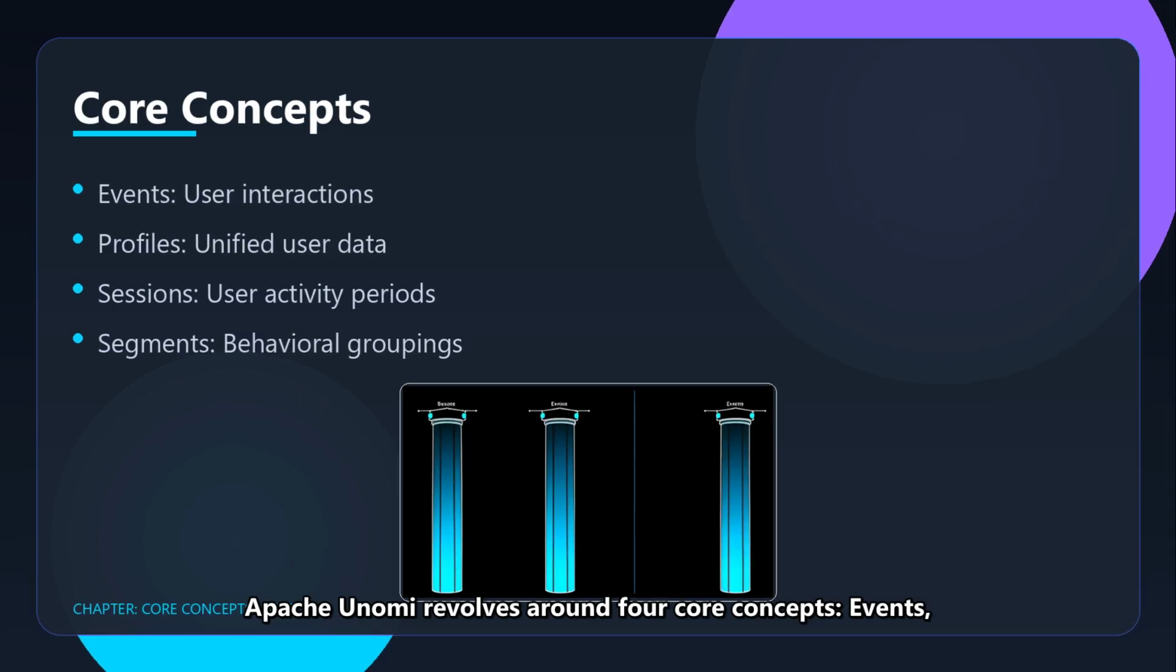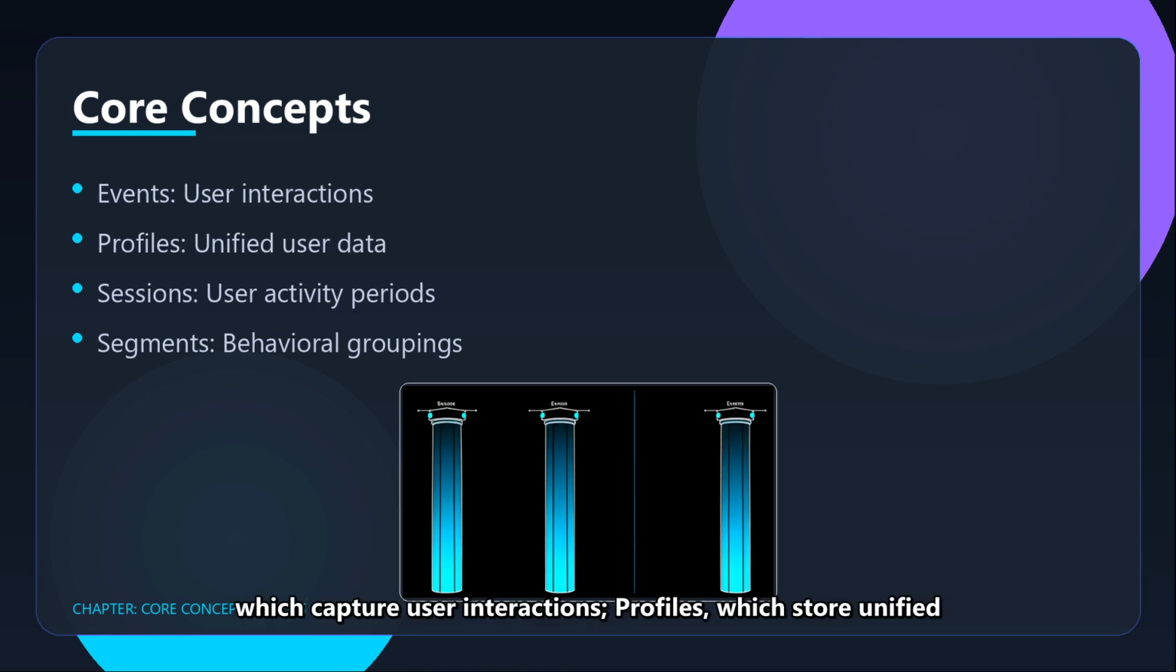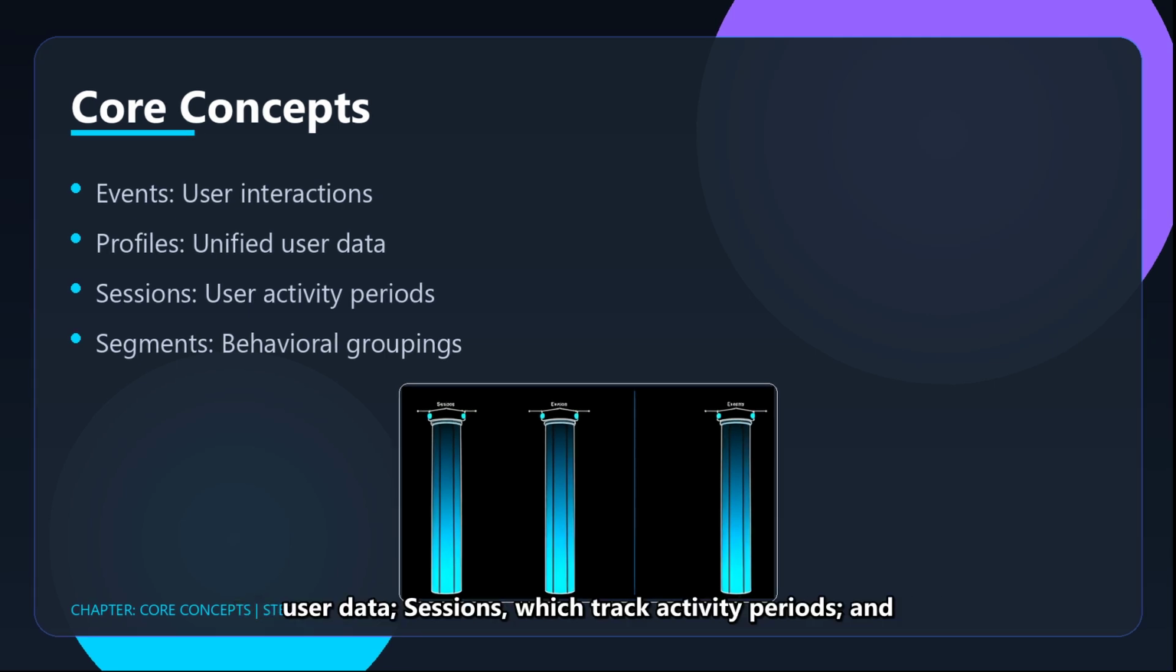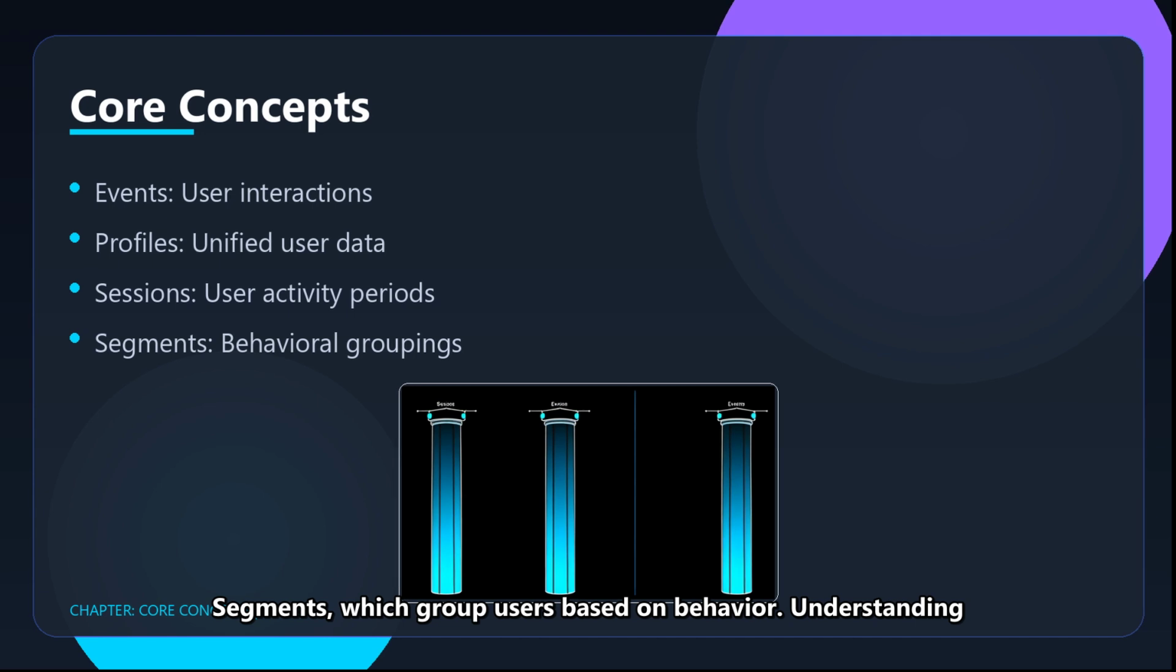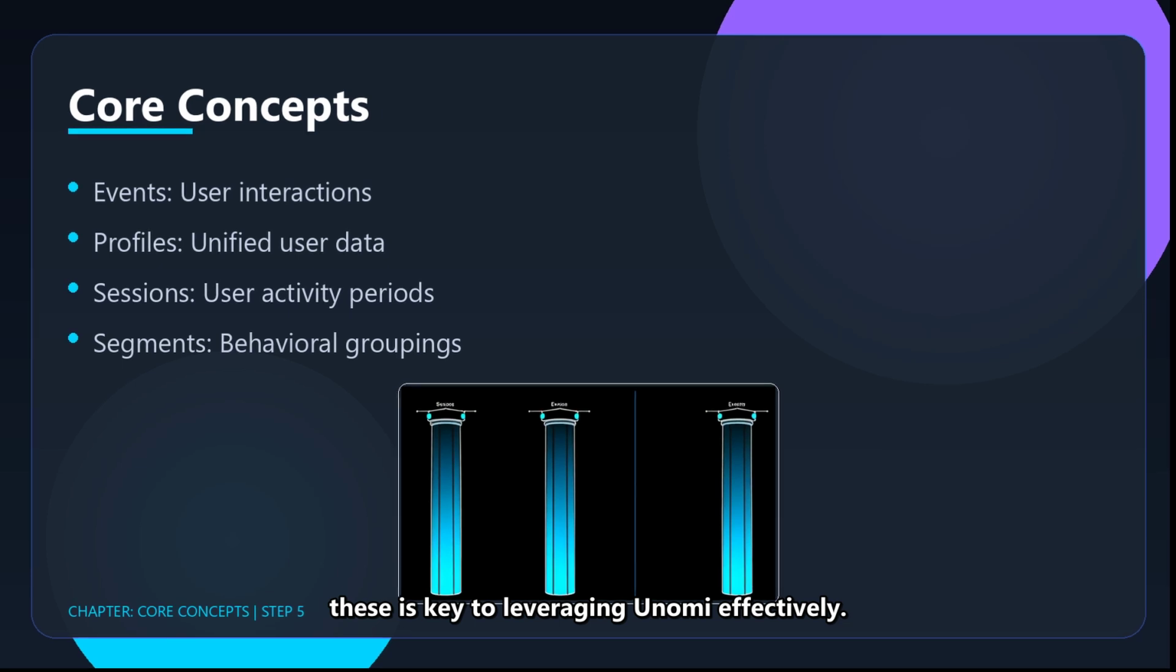Apache Unomi revolves around four core concepts: events, which capture user interactions; profiles, which store unified user data; sessions, which track activity periods; and segments, which group users based on behavior. Understanding these is key to leveraging Unomi effectively.